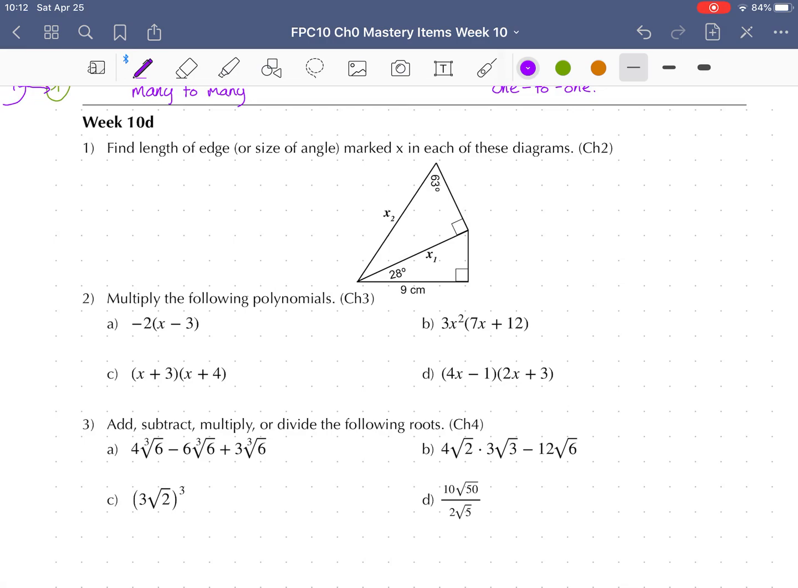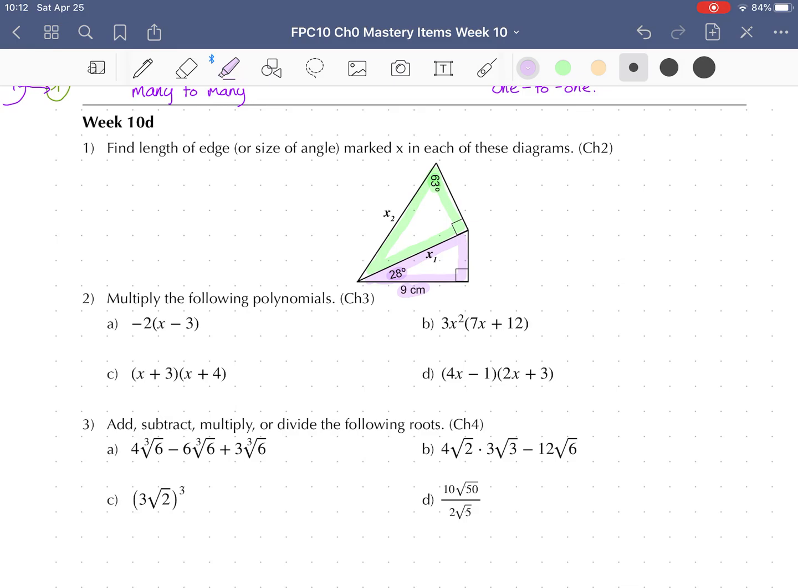Question number 1. Find the length of edge or size of angle marked X in each of these diagrams. So we have two triangles here. We have this green triangle right here, and in this green triangle, we only know one item, this 63-degree angle. We also have this purple triangle. In this purple triangle, we know the 28-degree angle and the 9-centimeter side.